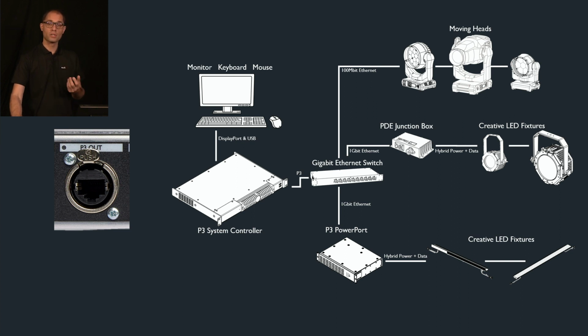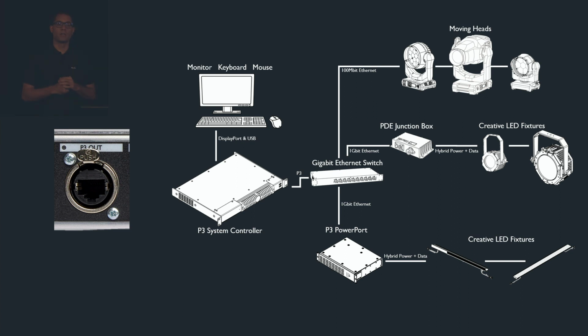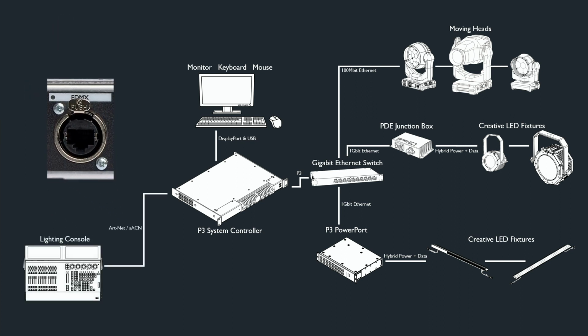So once all the fixtures are connected, the next thing you can connect is your lighting console or lighting controller or DMX playback device. For this, the P3 has a dedicated network port supporting ArtNet or streaming ACN, connecting that source to the P3 controller.